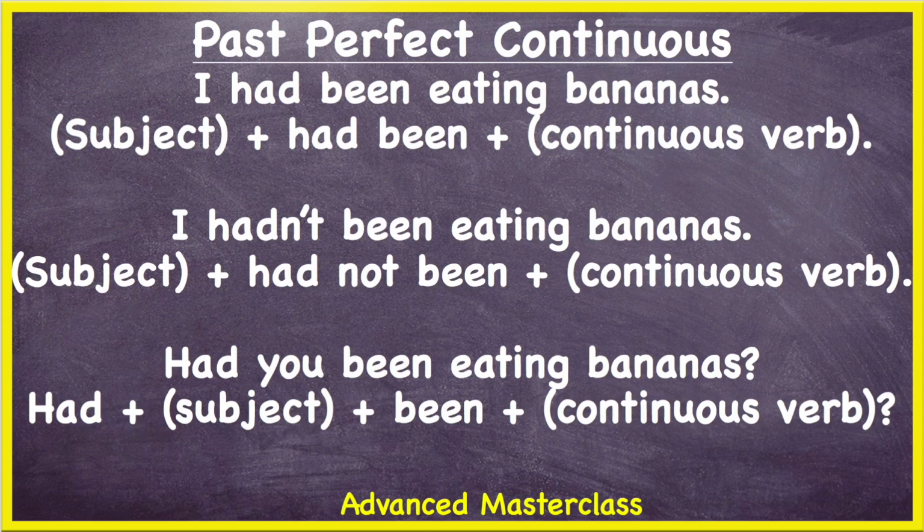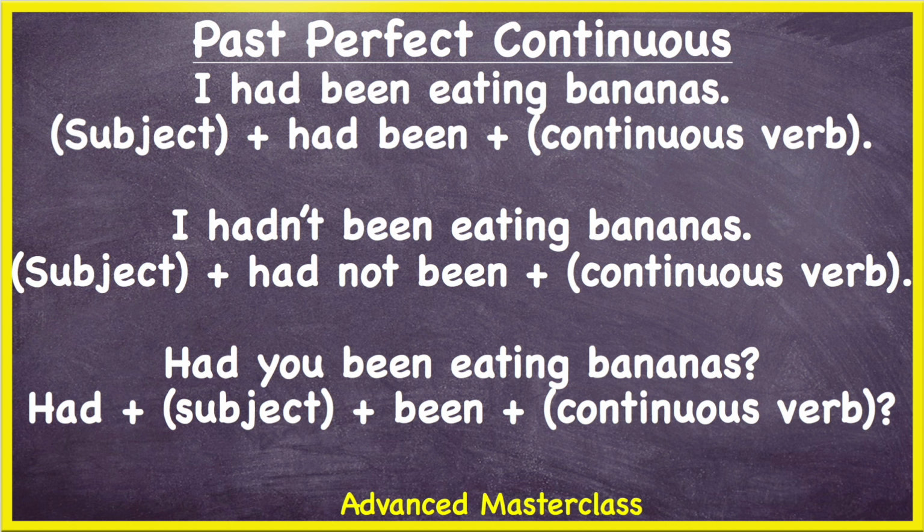So the structures: subject plus had been plus continuous verb. I had been eating bananas. I hadn't been eating bananas is subject plus had not been. So the not comes between the had and been, and then continuous verb. Had you been eating bananas? The question is had, subject, been, continuous verb.